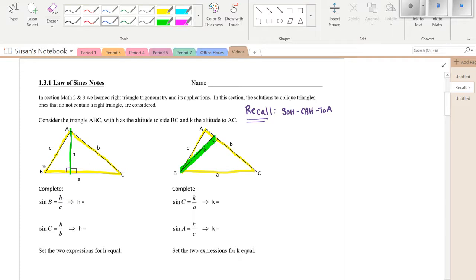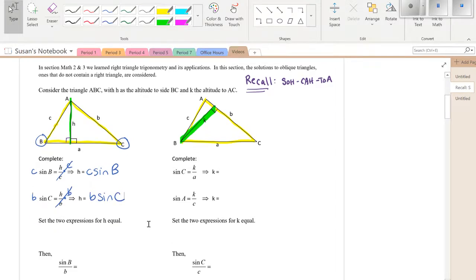Here we have angle B, so that makes sense because it's opposite over hypotenuse. If we solve for h, we multiply both sides by c and get c times the sine of B. All we did was multiply both sides by c to get rid of that and solve for h. Now for angle C, the sine of C is equal to h over b, opposite over hypotenuse. If I want to solve for h, I multiply both sides by b to get rid of that. h is equal to b times the sine of C.